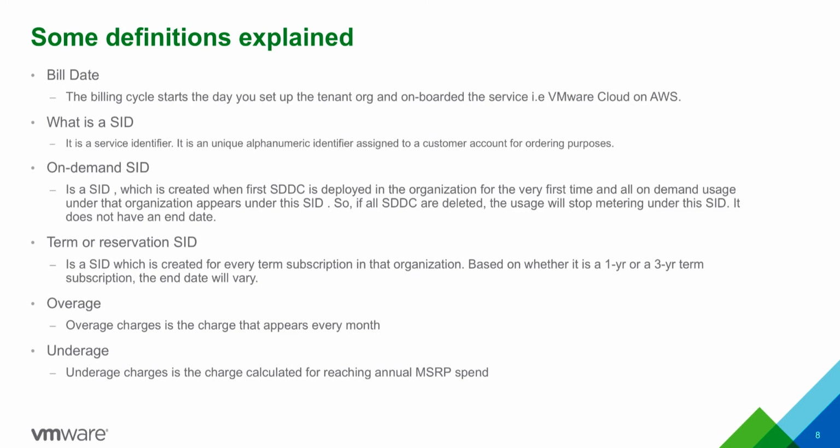What is a SID? It will appear in the invoices. That is a service identifier. It is a unique alphanumeric identifier assigned to a customer account for ordering purposes. An on-demand SID is a SID which is created when the first SDDC is deployed in the organization for the very first time. All on-demand usage under that organization, bandwidth charges, IP charges, and another SDDC will appear under this SID. So if all SDDCs are deleted, the usage will stop metering under this SID. But the SID will not be deleted, and it does not have an end date.